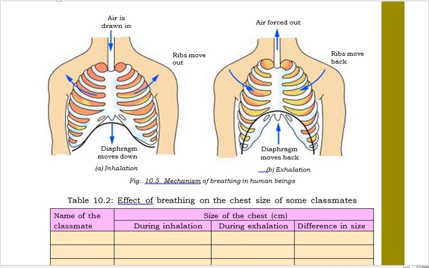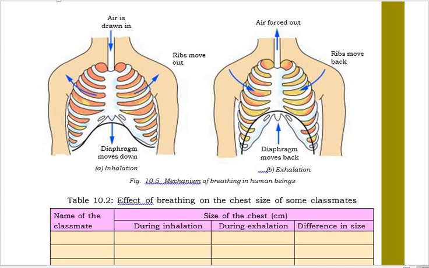Then B, another student: during inhalation his chest measures 58 centimeters and during exhalation 54 centimeters, so the difference is 4 centimeters. Another student, C: inhalation 53 and exhalation 50, so the difference in size is 3. Another student, D: inhalation chest size is 57 and exhalation 55, so the difference is 2.